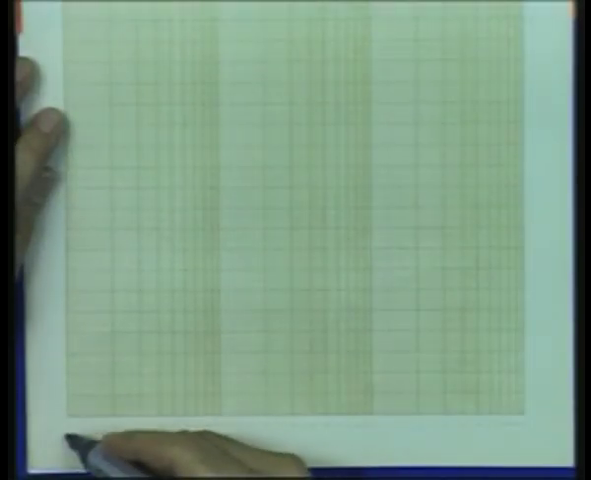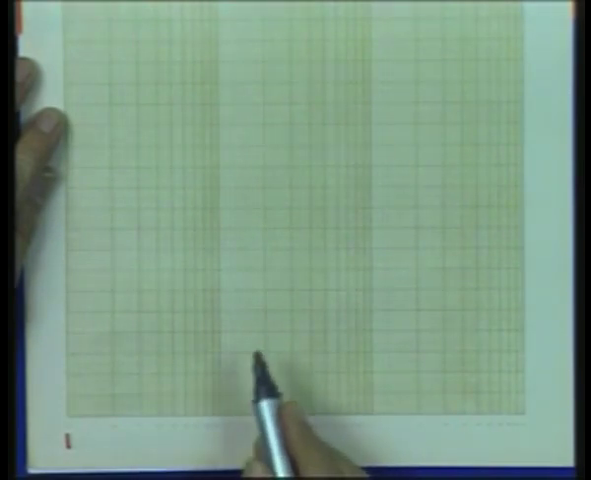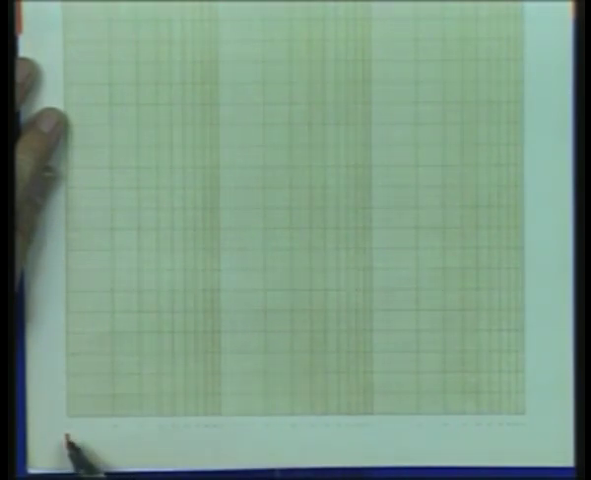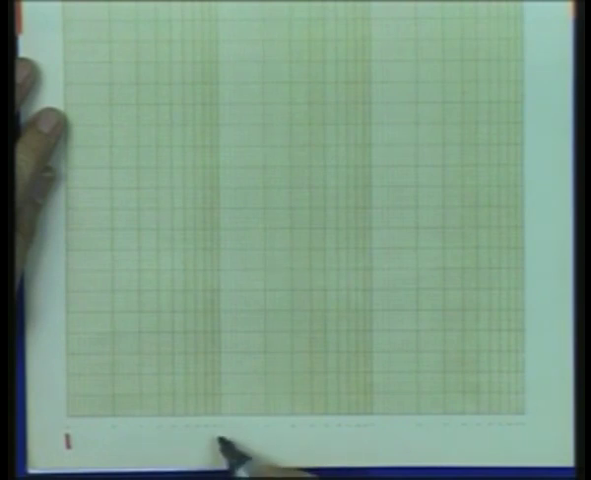Many students commit the mistake of using this paper partly correctly but not fully correctly. So I will turn it around now. Now I am using it in the correct fashion. Here is the beginning of one cycle, and on some papers you will see actually marked there 1, 2, 3, 4 up to 1 again.